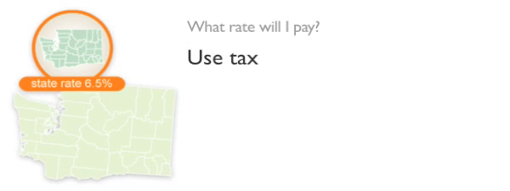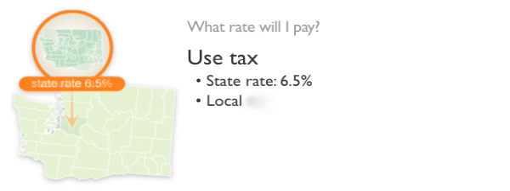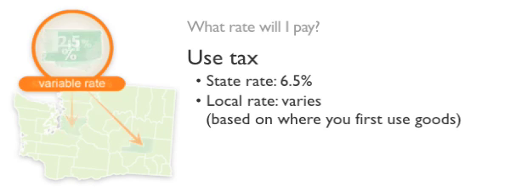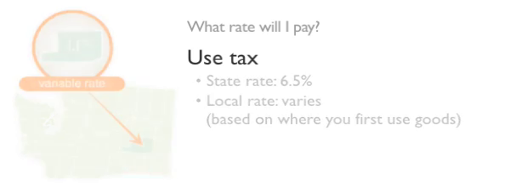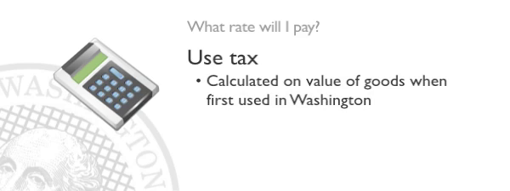Use tax, like retail sales tax, includes state tax and local tax. The state rate is 6.5%. The local rate varies based on where you first use the good. Use tax is calculated on the value of goods when first used in Washington. This is usually the purchase price and includes freight or delivery charges.